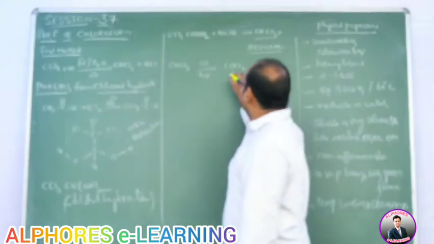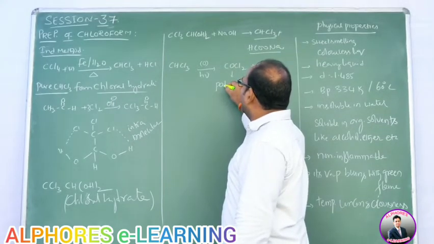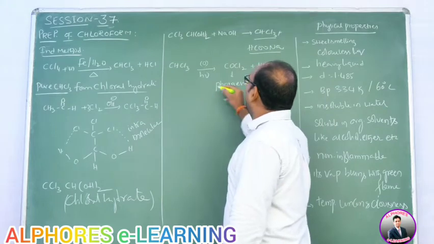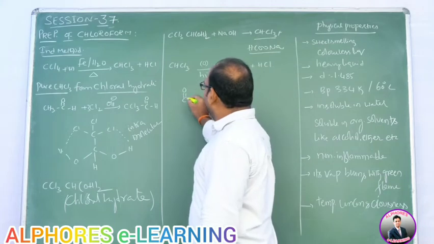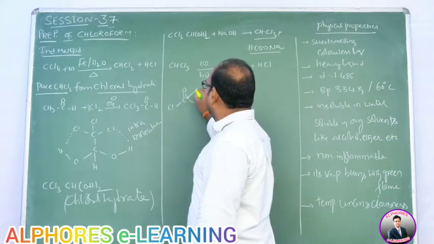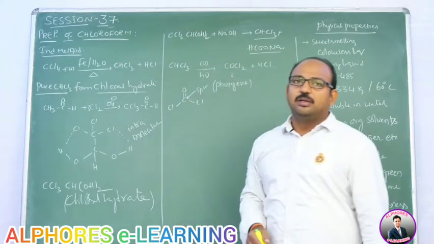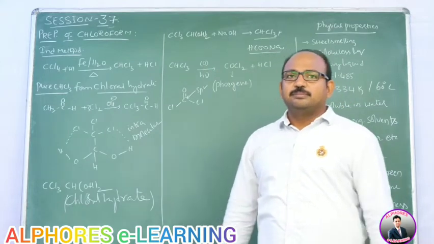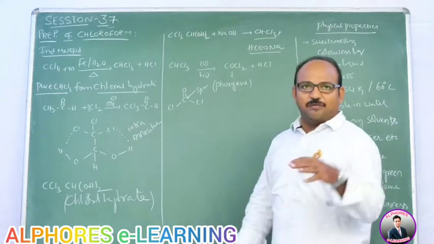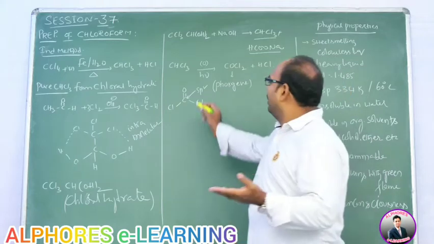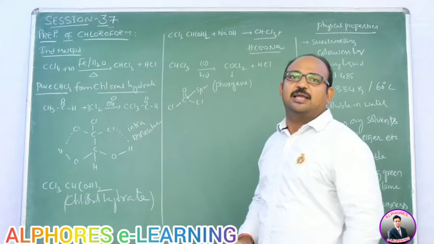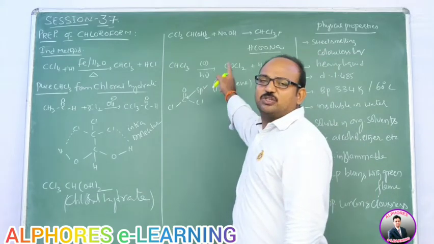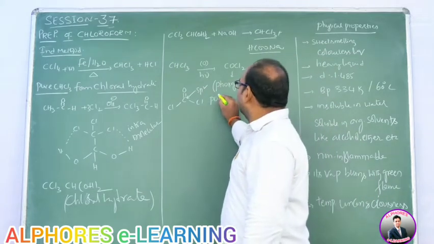This COCl2 is called carbonyl chloride, also called phosgene. This phosgene is a poisonous gas. Carbonyl chloride: C double bond O, Cl and Cl, where carbon is sp2 hybridized. If you observe, this is a derivative of carbonic acid, H2CO3. In H2CO3, C double bond O, OH, in place of OH, Cl is there. So carbonyl chloride is also called phosgene, which is a poisonous gas.